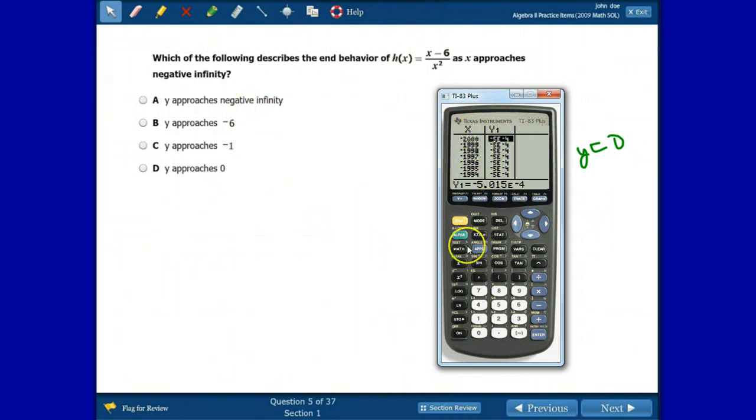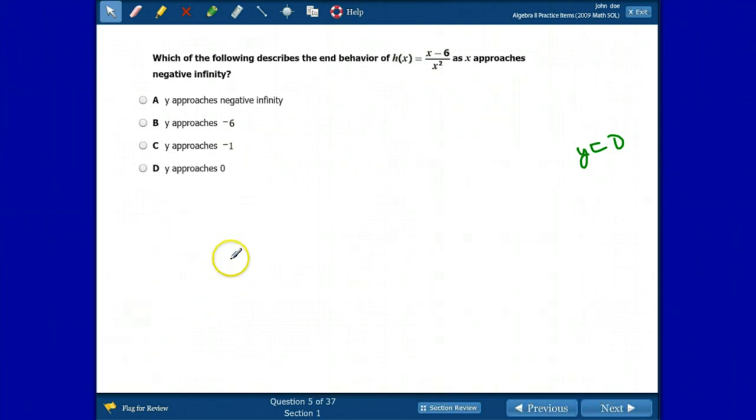Negative infinity would be down. Let me go back to the graph so you can look at it. As x goes to negative infinity, which is off to the left, y is certainly not doing that. Now, if they asked what would happen if x is approaching 0 from over here, then it's hitting negative infinity because this line is just going down and down and down. Okay, so let's keep going.